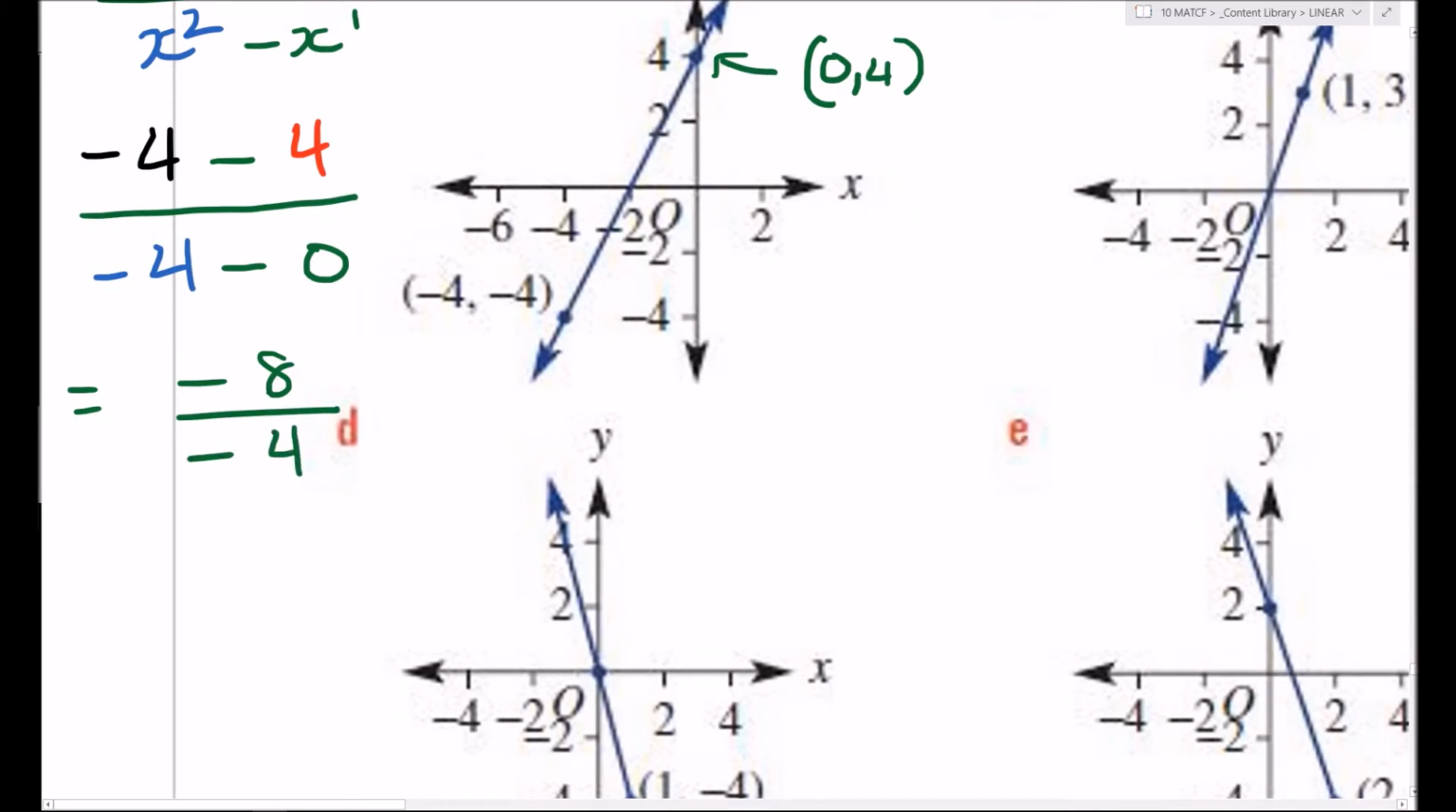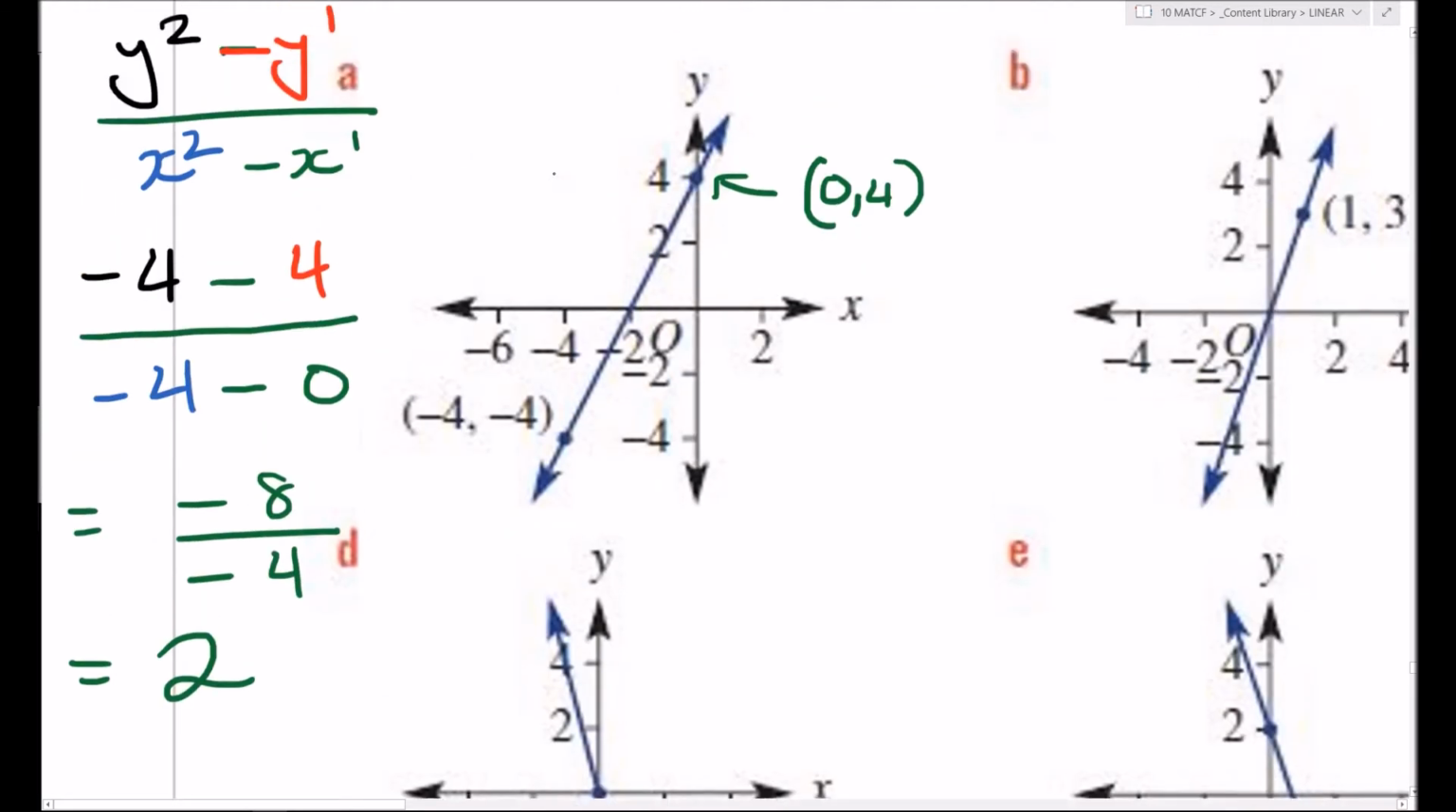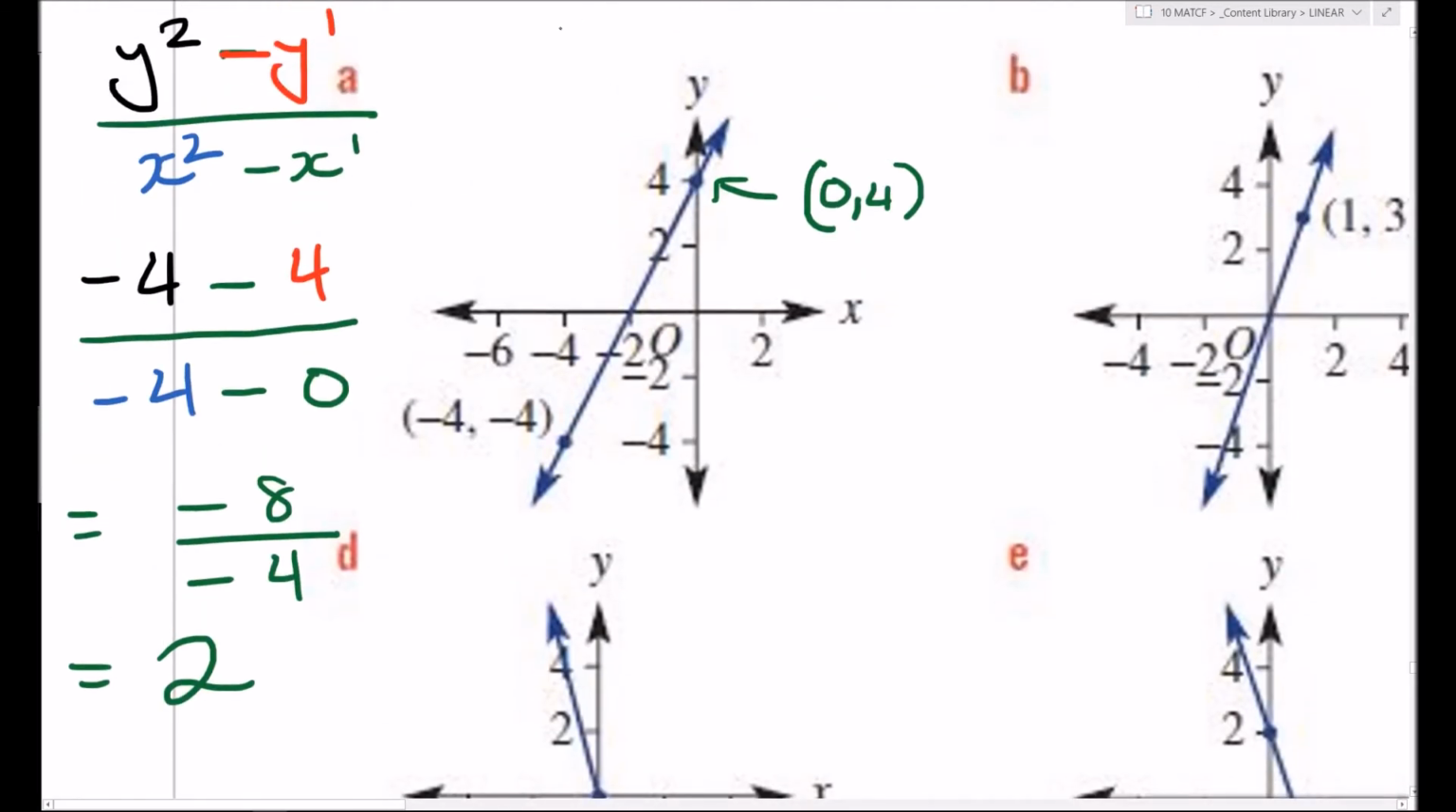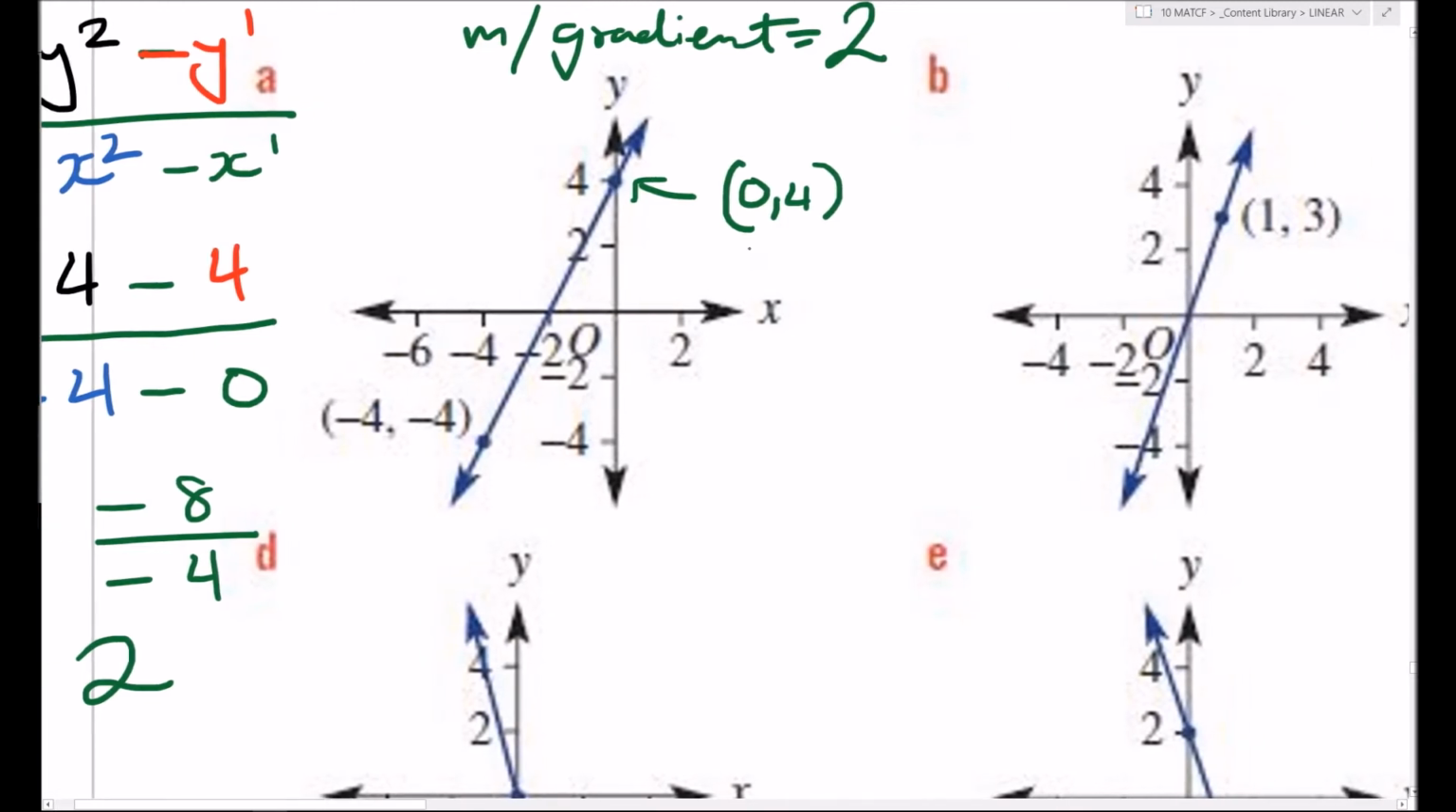So you're left with negative 8 over negative 4. And then when you simplify that, it's negative 8 divided by negative 4. You're left with positive 2. Okay, so that's saying that the gradient for this graph here, so m, remember m represents gradient, equals 2 for this graph. And that makes sense because the graph is going upwards, therefore it must be a positive gradient.